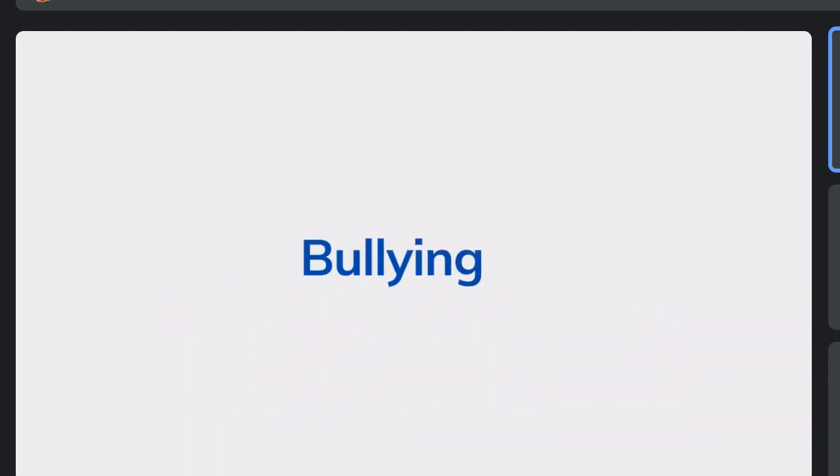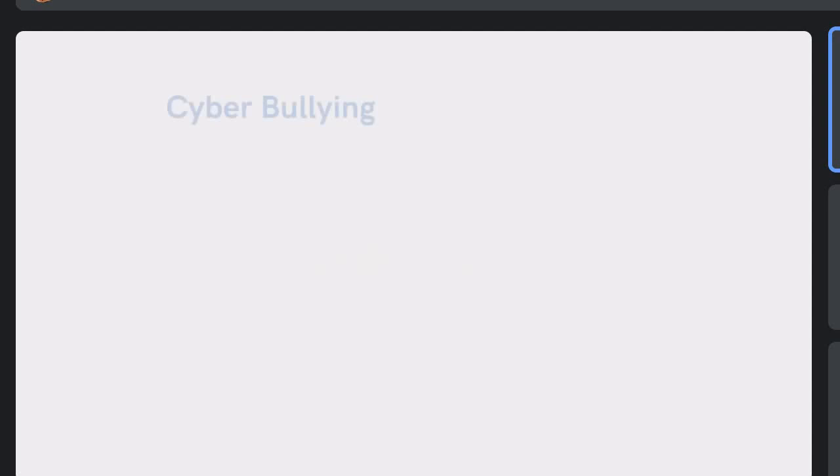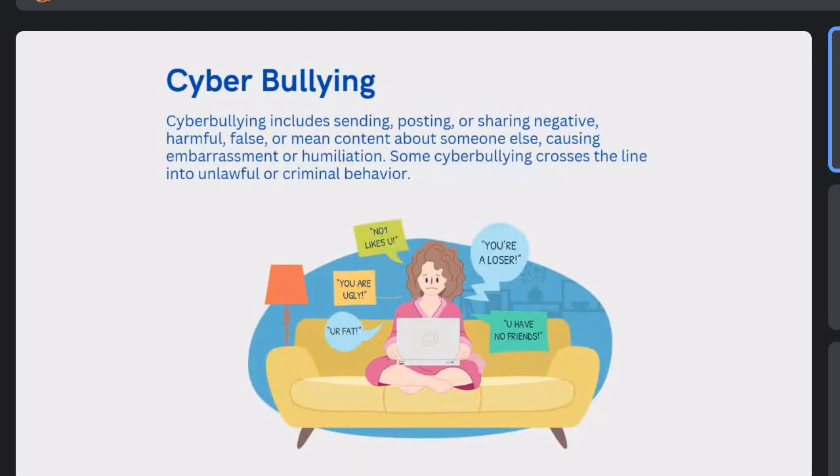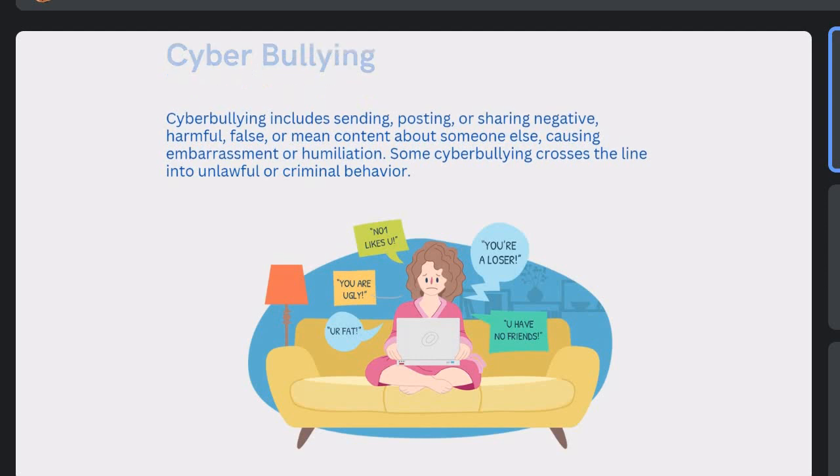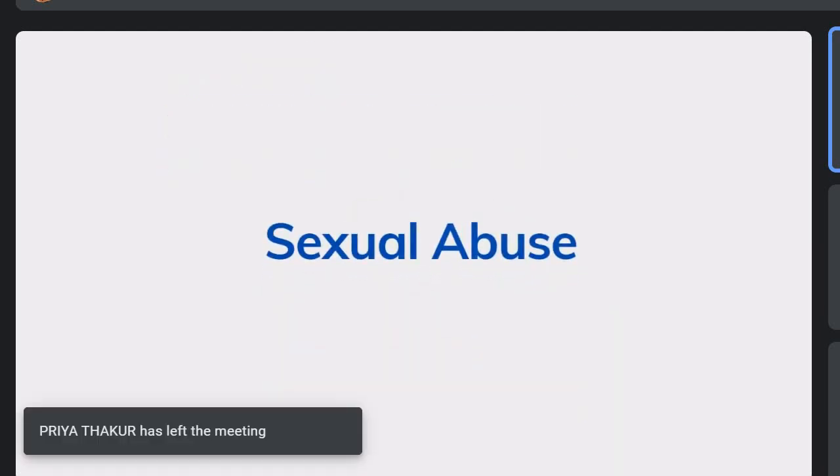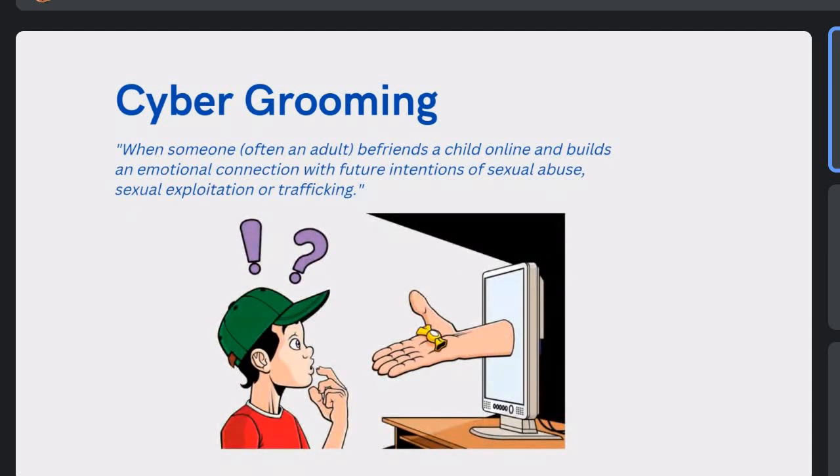And another form of cybersecurity risk is bullying. On social media, this is very common these days, as people negatively comment on things and affect the mental state of a person through cyberbullying. And sexual abuse: the cases of sexual abuse are increasing these days. Let us look at some terminologies associated with sexual abuse.